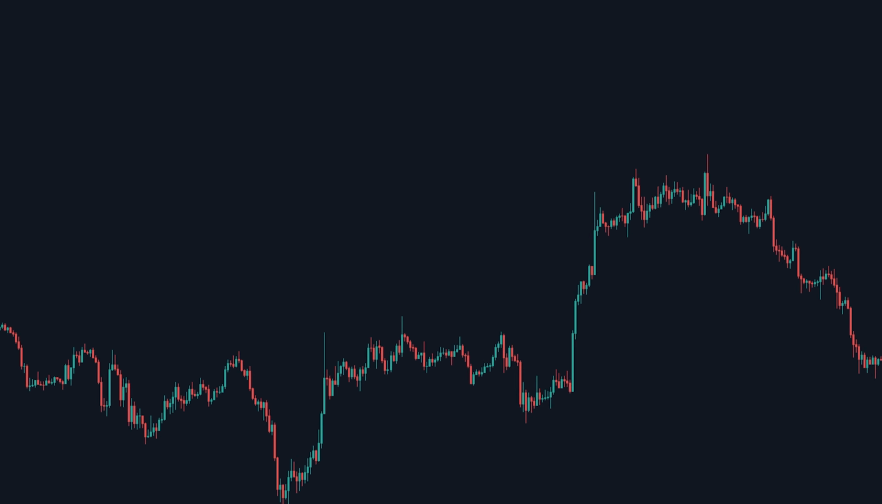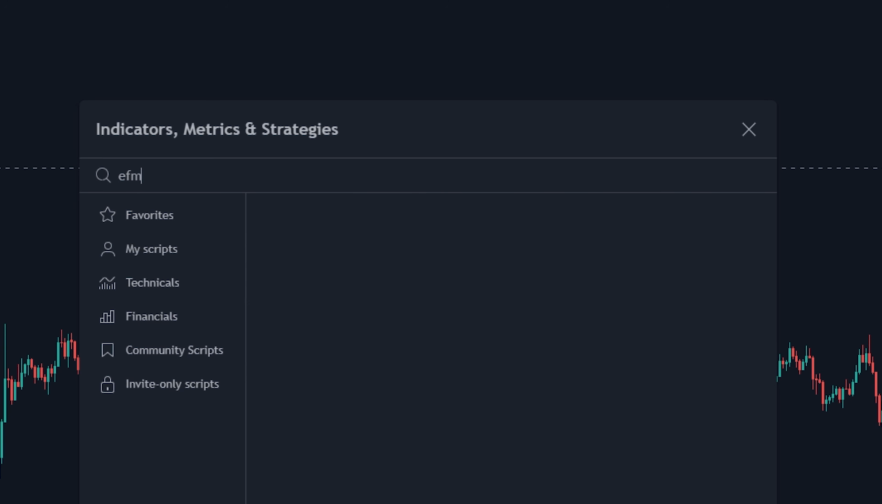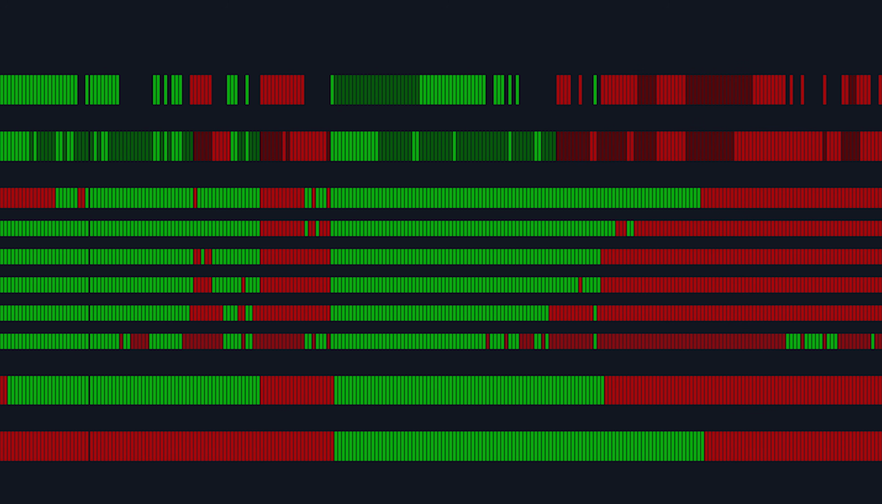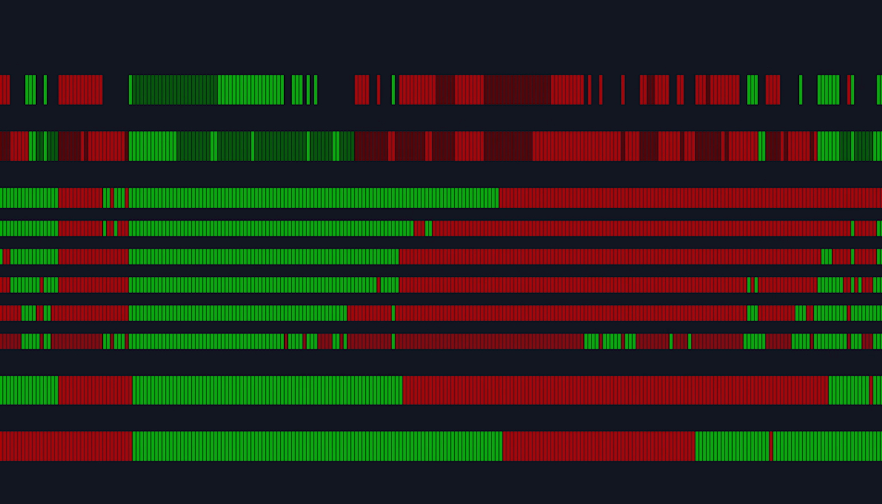For this next one, go to the Indicators tab and type in FMUS System. 3 different indicators will show up. You can choose any one of them as they're all the same. When you add it to your chart, it'll look like this. There are going to be many rows of rectangles. Each rectangle represents a different indicator.